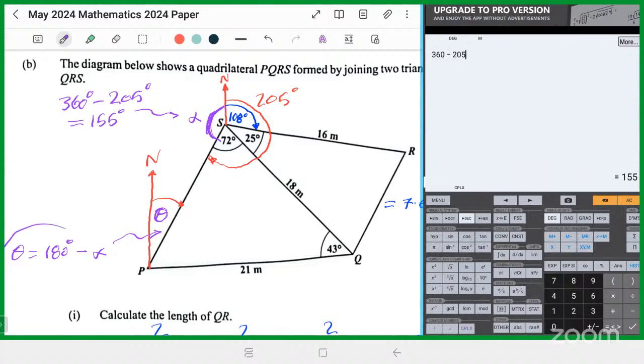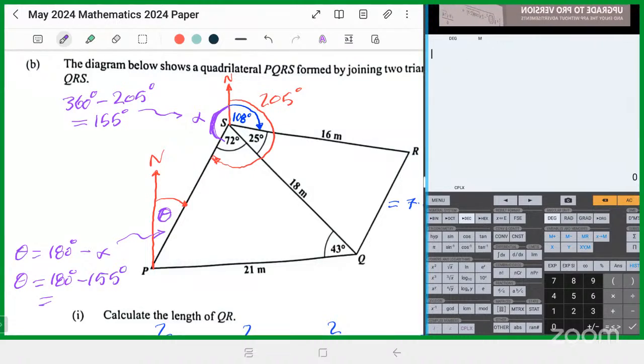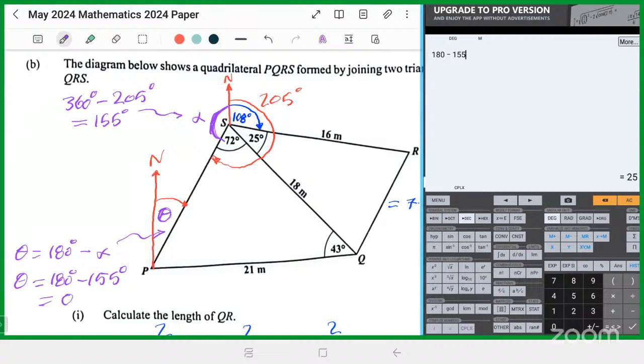Therefore, the theta angle they want down here, the bearing angle, becomes 180 degrees minus 155 degrees. We work that out: 180 minus 155 gives me 25 degrees, which I have to write as 025 degrees, because bearings must be expressed in three digits. So the bearing angle, that angle right there, is 025.